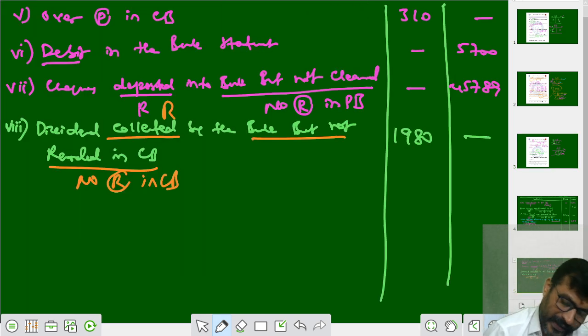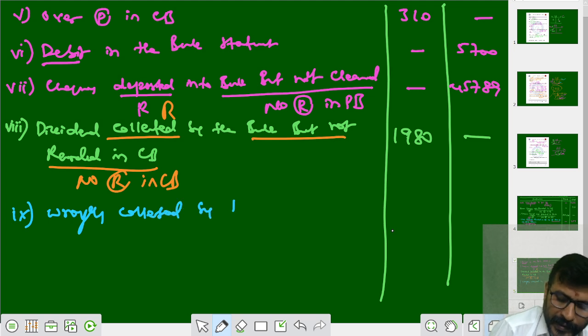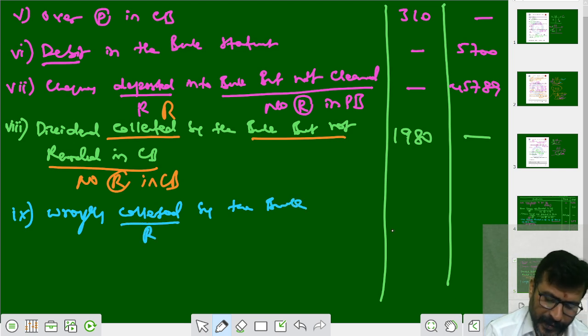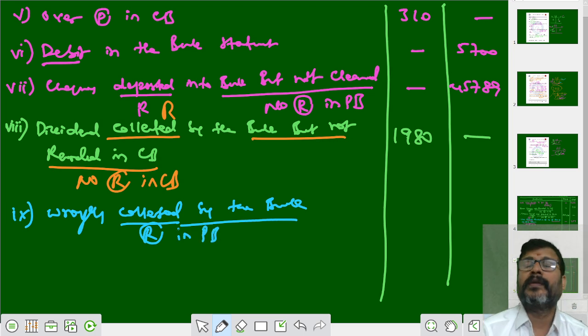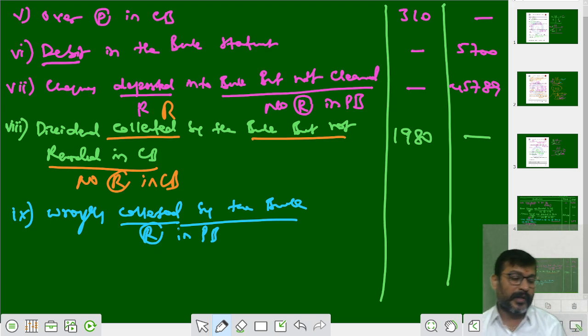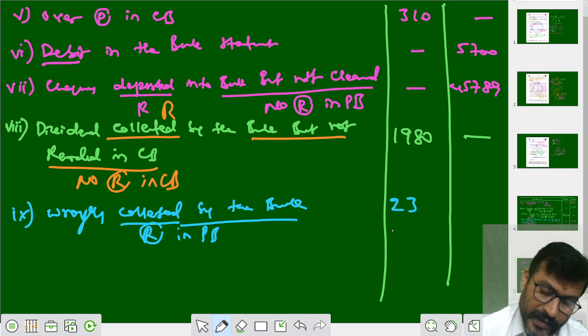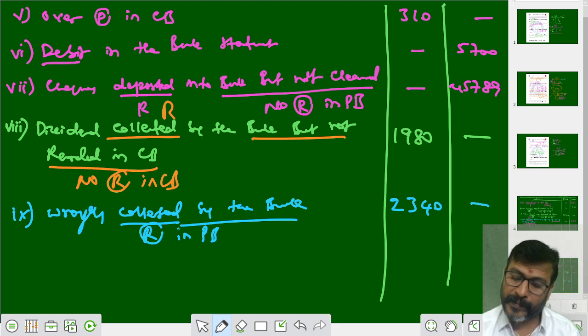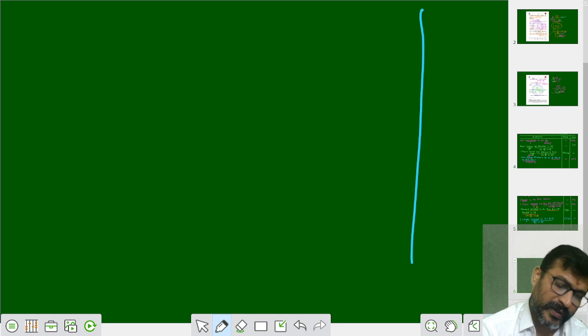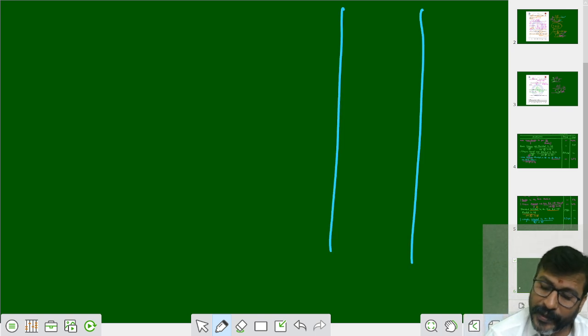Now the entry is point number 9. Wrongly collected by the bank. Collected means a receipt, by the bank means in passbook. Wrong credit in passbook, so we have to take it on the debit side. Amount is 2340. Fine, did you understand? Now shall we move on to the next point?